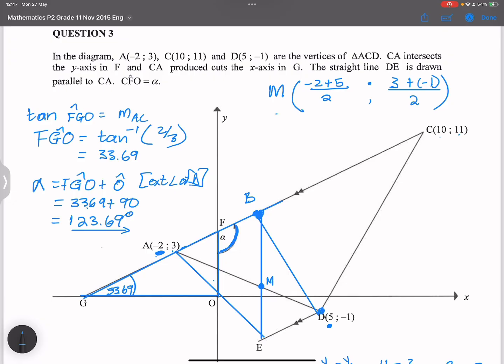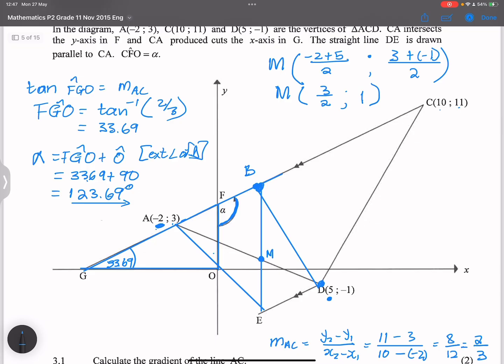Then what do we get? We've got -2 plus 5, which is 3. So that's 3 over 2. And for the other one, we've got 3 minus 1, which is 2 over 2, which is 1. So those are the coordinates of M. So M should be the point (3/2, 1).